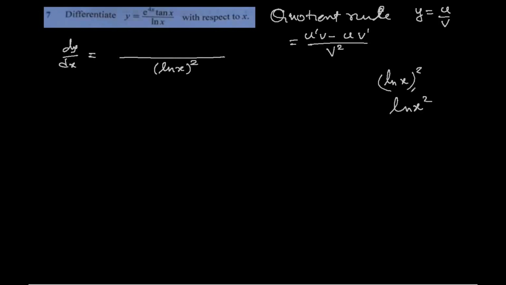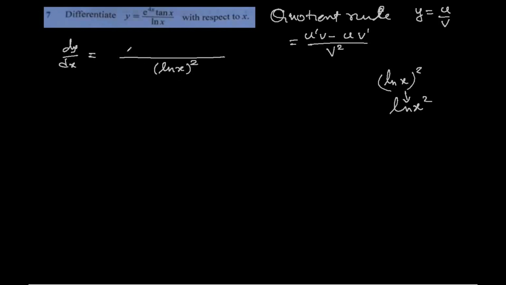So first the denominator will be squared. So ln x will be squared. Please keep in mind ln x whole square and ln x square are different things. The whole thing being squared is not the same as this, so we can't go beyond this. We'll have to keep it.